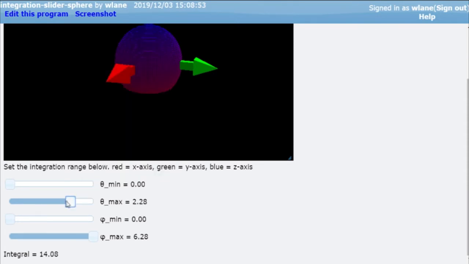So as I slide this over, I'm going to get less of the sphere, and I can get an idea of how that integral changes, right?